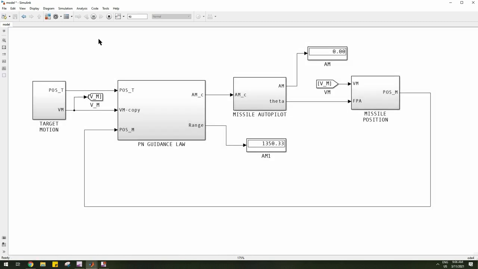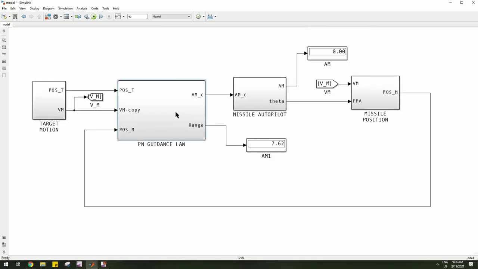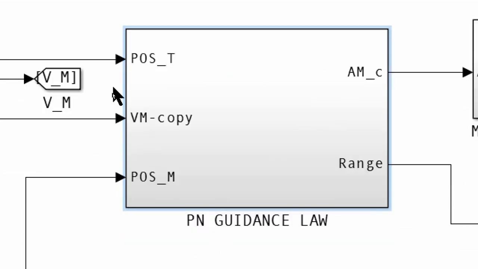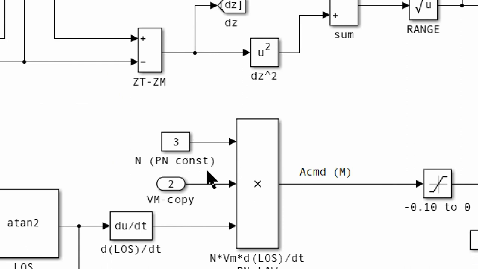So it should work. The range goes down to about 7 meters, so that's very good. So that's when you will have detonation of the warhead. I mean, that's when you have your impact. That's your miss distance, they call it.